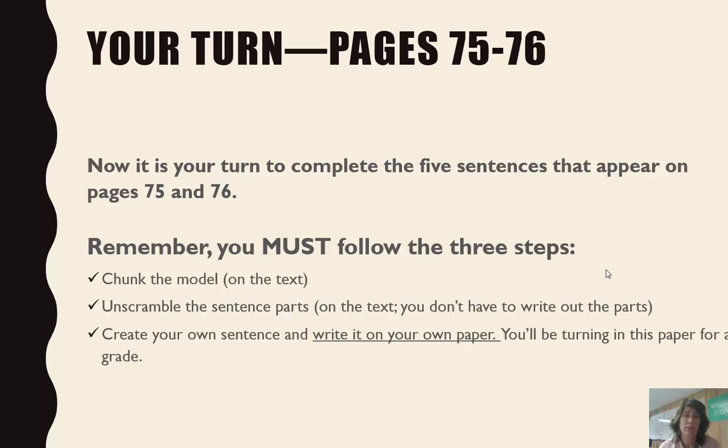Your turn. Turn to pages 75 and 76. You will see that there are 5 sentences. You have to follow all 3 steps for all 5 sentences. Don't forget, step number 1, chunk the model that's in your text. Unscramble the sentence parts in the text. You don't have to write out the parts. Create your own sentence and write it on your own paper. You'll be turning in this paper for a grade.